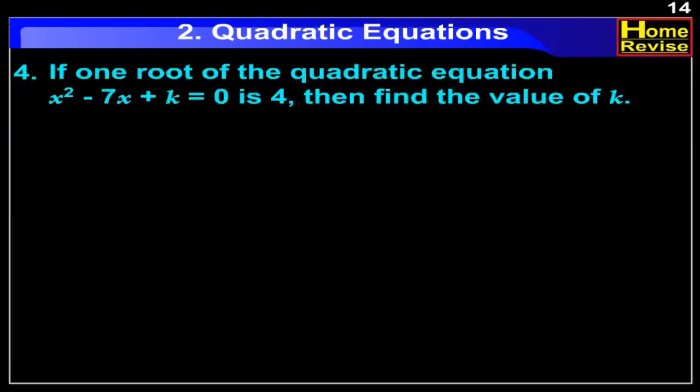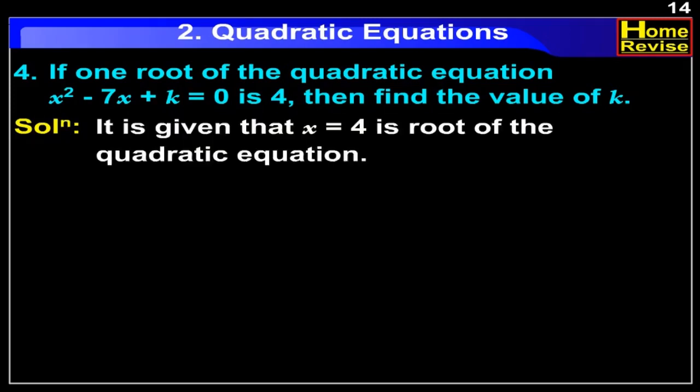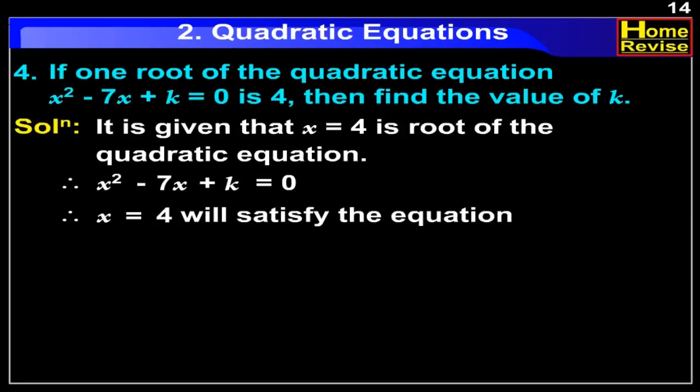If one root of the quadratic equation x square minus 7x plus k is equal to 0 is 4, then find the value of k. Solution. It is given that x is equal to 4 is the root of the quadratic equation x square minus 7x plus k is equal to 0. Therefore, x is equal to 4 will satisfy the equation.